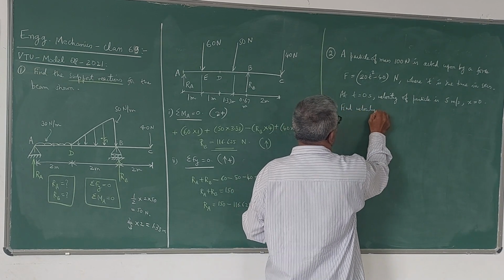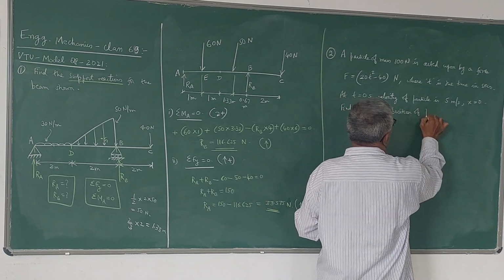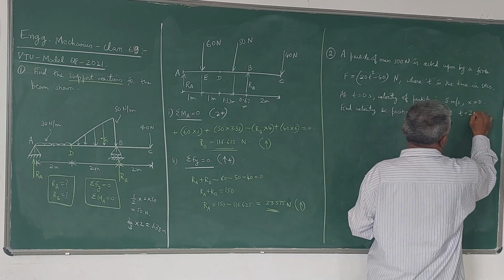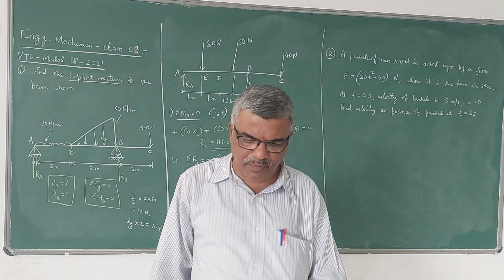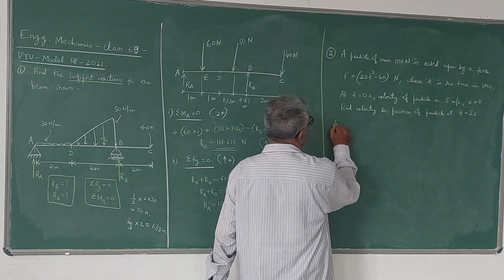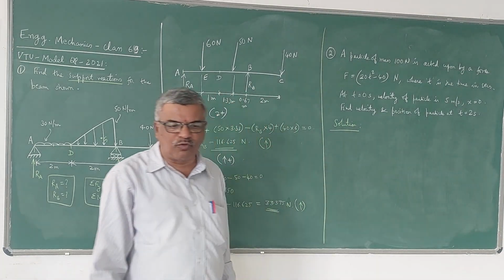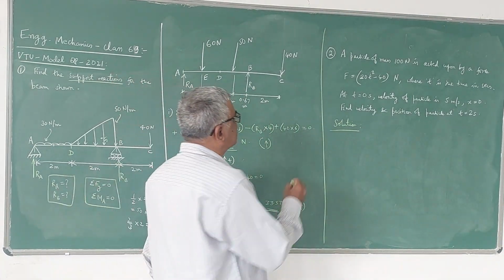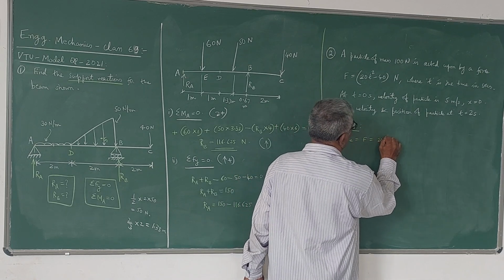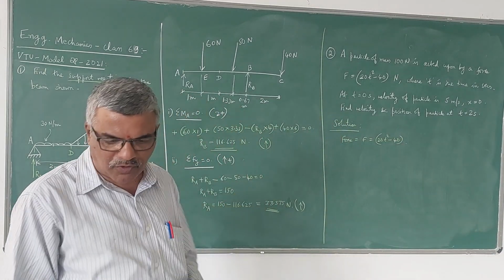So this is the problem given in the model paper. Let us understand the problem. The solution looks like this. In this problem, we are given the relation between force and time. The given relation is force F equal to 20 t square minus 40. He has given the relation between force and time.